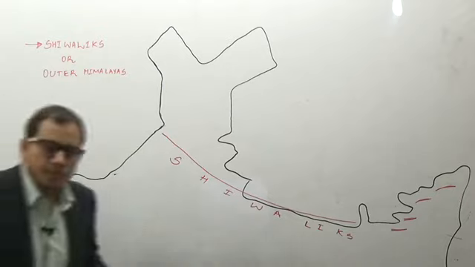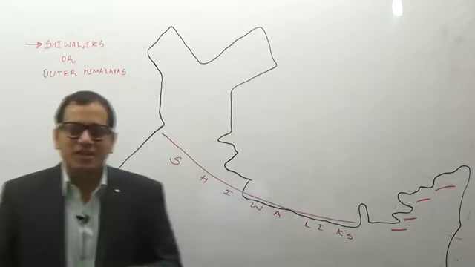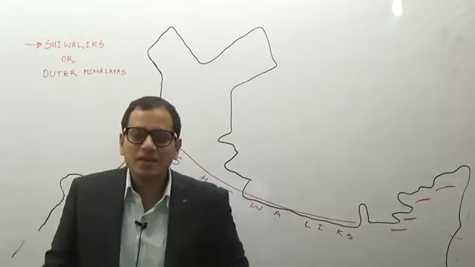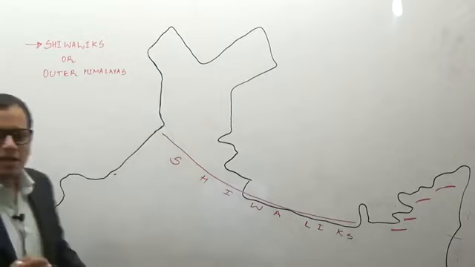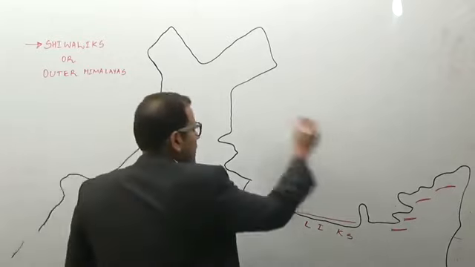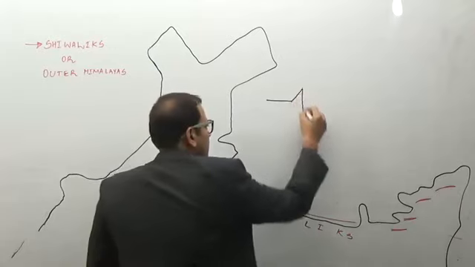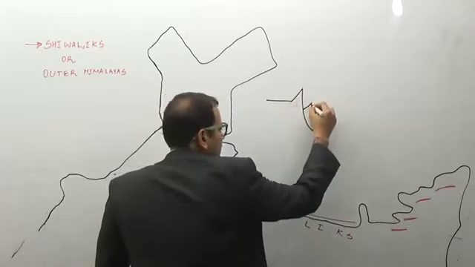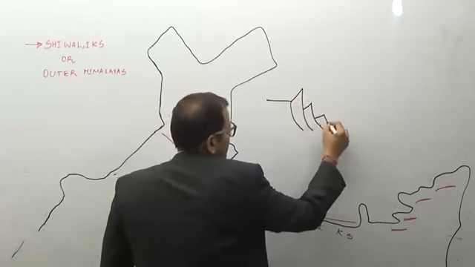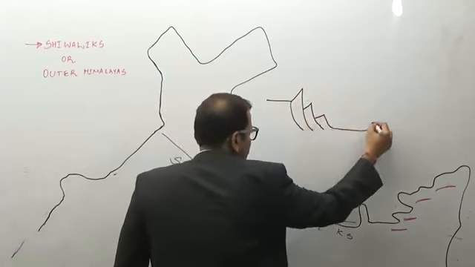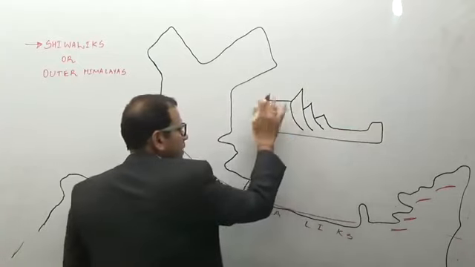Hi friends, let us study the third range of the Himalayas, that is the Shivalik ranges. Because they lie on the outermost side, these are also known as the outer Himalayas. Again repeating, how are the Himalayas? The Himalayas consist of the central Himalayas, the middle Himalayas and the Shivalik ranges. Each of these is separated by a fault.